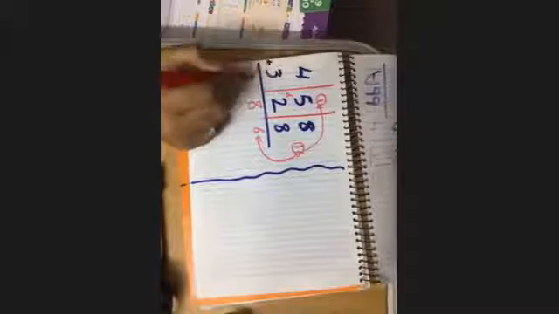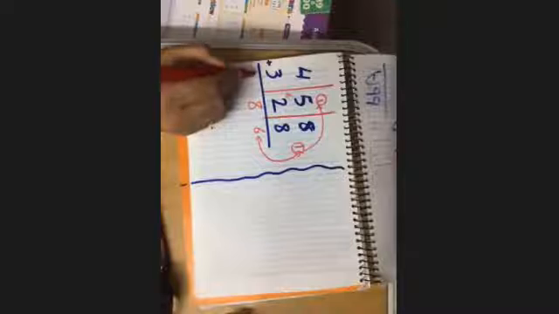Here, 4 plus 3, I will take 4 in my head and 3 in my fingers. After 4: 5, 6, 7. So 4 plus 3 equals 7. So the final answer is 786.